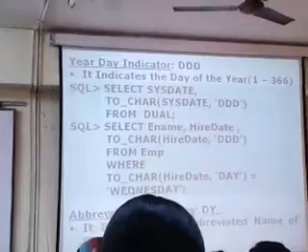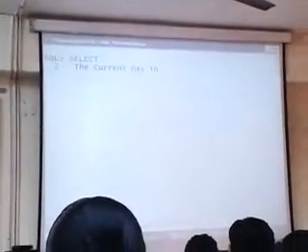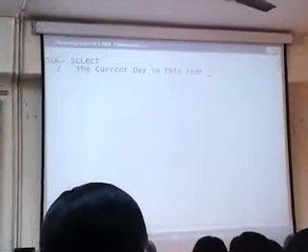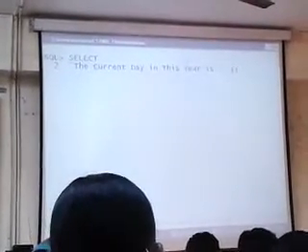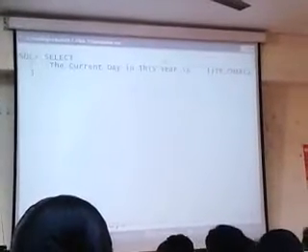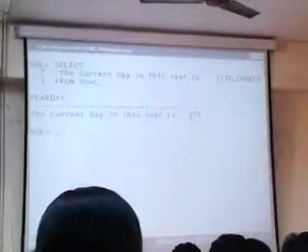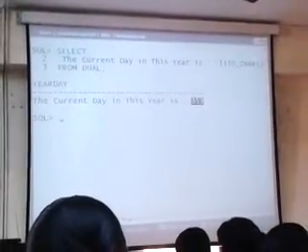Then we have DDD, the year day indicator. Now technically you can just watch, we are saying select the current day in this year is, and we are going with to_char sysdate, DDD. 3 D's we are specifying. So I'm just trying to say year day from dual. So we are in the 353rd day of this particular year.